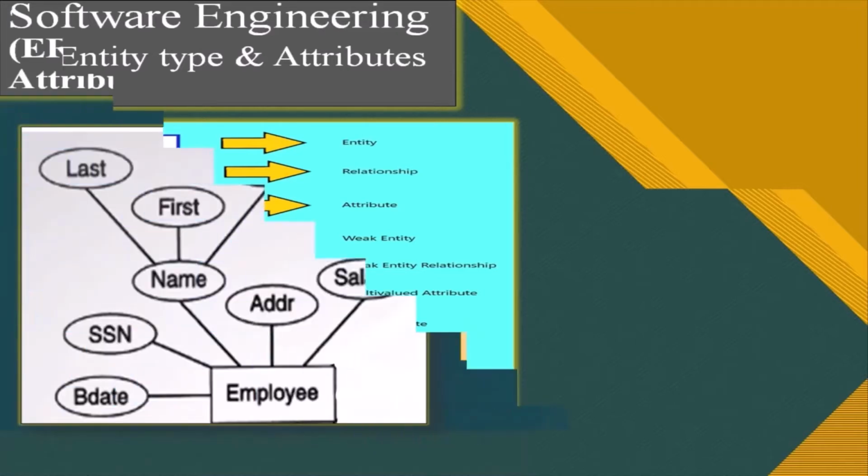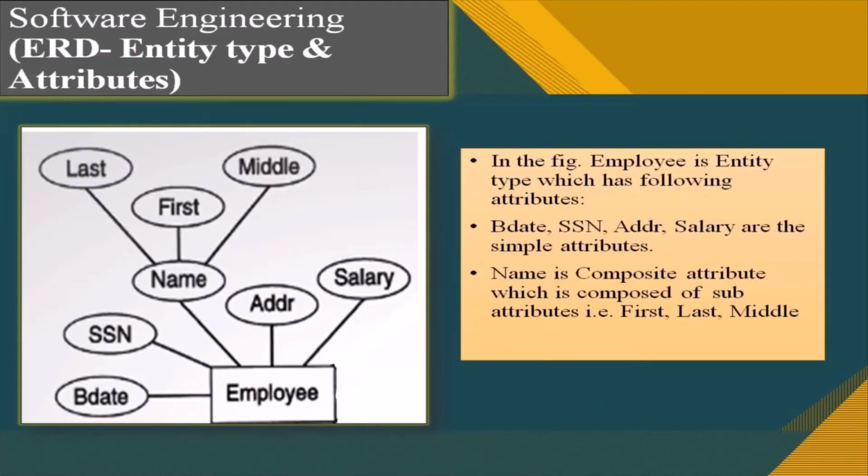In the figure, there is an employee entity, and there are different attributes like birth date, SSN, then name, address, and salary. These are the attributes, and name is a composite attribute which is composed of sub-attributes like first name, middle name, and last name.